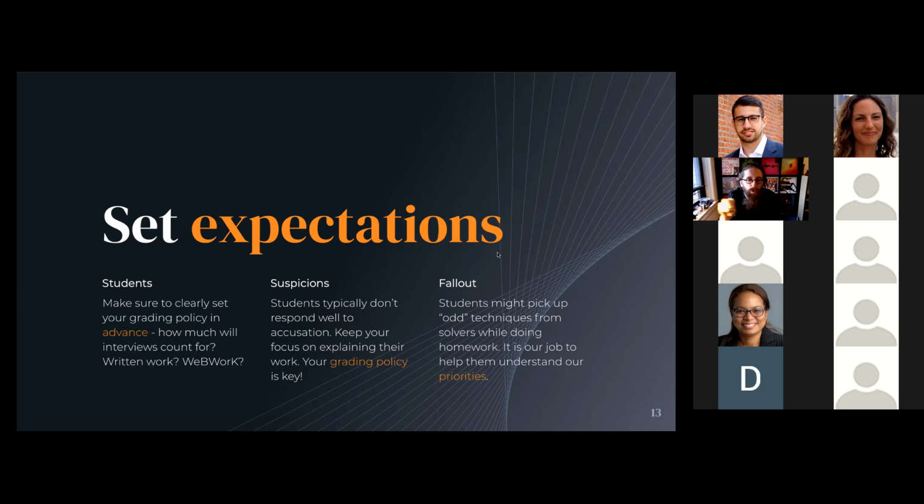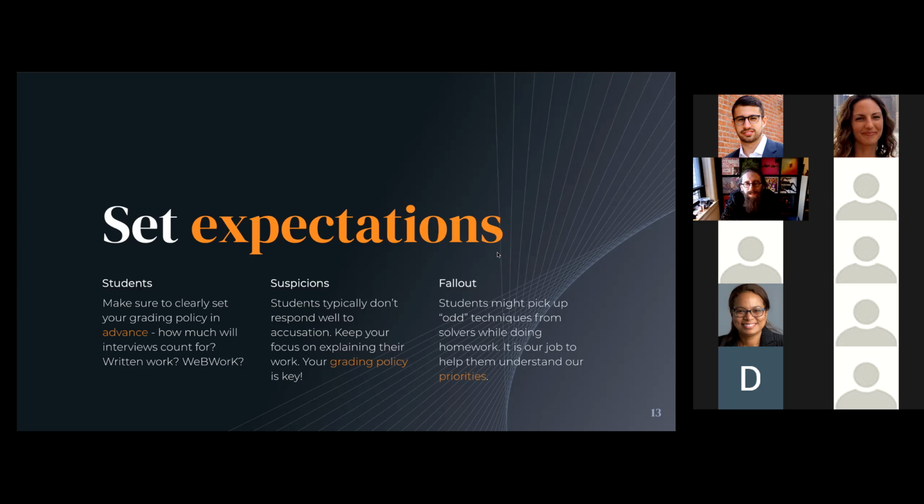And finally, what's the fallout? Whether a student cheated or didn't cheat at the end of the day, whether they used a solver or didn't use a solver, did they copy it directly, or did they just use the solver to guide them through the steps? We want to help them grow from that ultimately, right?